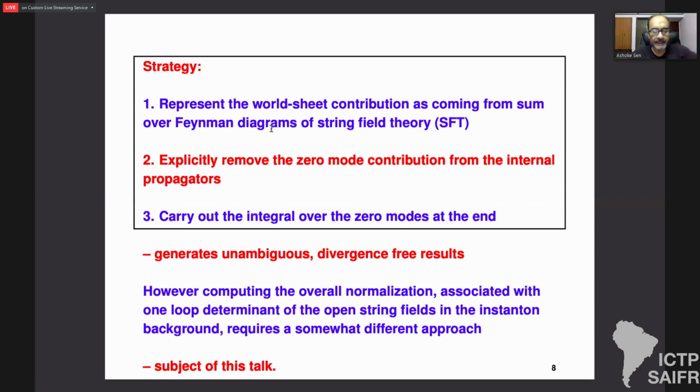So the strategy that has been successful in earlier work is to represent the worldsheet contribution as coming from a sum over Feynman diagrams of string field theory. Then we explicitly remove the zero mode contributions from the internal propagators. And finally, we carry out the integral over the zero modes at the end. And this generates unambiguous, divergence-free results for D-instanton amplitudes. However, if we want to compute the overall normalization, which is associated with the one loop determinant of open string fields in the instanton background, that requires a somewhat different approach. And this is going to be the subject of today's talk.